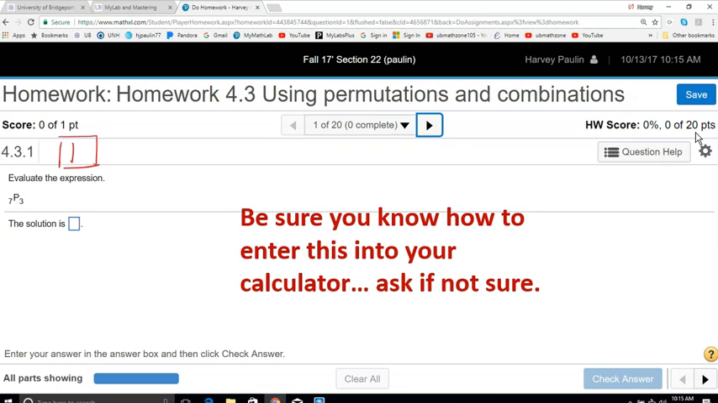Now, as we do these, it is important that you know how to put this data into your calculator. So this first one is just exploring the use of your calculator. 7, finding permutation, clicking on that, and then putting in a 3, and then what does that equal? And that's 210. Let's go on.